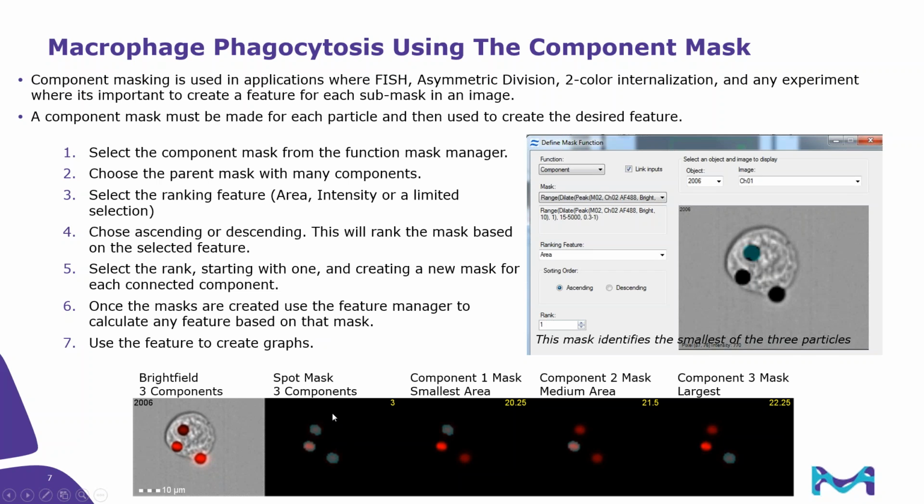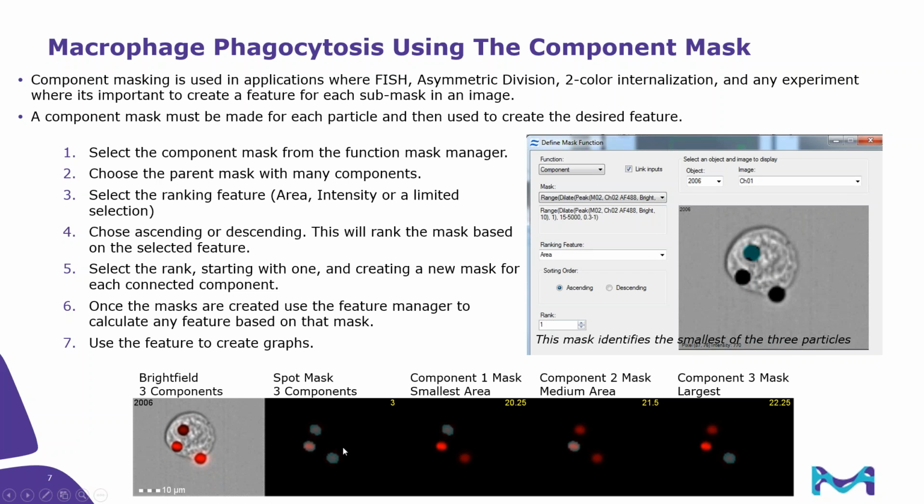Next, we want to choose a ranking feature, and what this will do is rank these individual masklets based on whatever feature you choose here. And you can choose intensity. In this case, I've chosen area, so it's going to rank them in either ascending or descending order, and here I've chosen ascending. So it's going to rank them in order of the smallest mask to the largest mask.